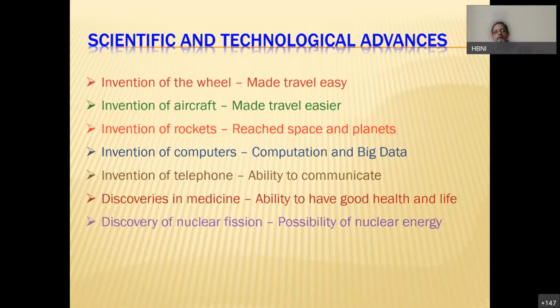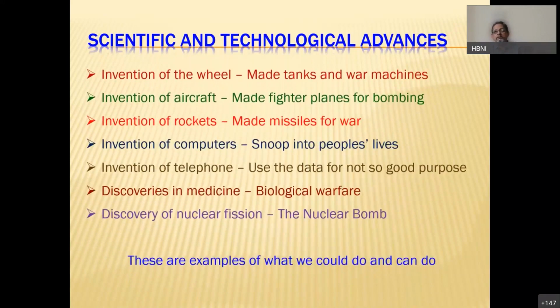But then they had another side to that. The invention of the wheel also made possible the fabrication of tanks and other war machines, which could kill people. Aircraft: we have fighter aircraft which can bomb countries. Rockets can also be turned into missiles at war. Computers can be used to spy on people. Your mobile phones can also be used for many purposes which are not good at all. Discoveries in medicine also led to biological warfare.